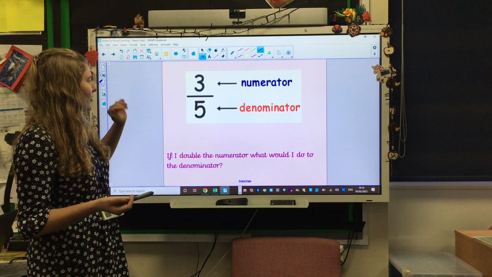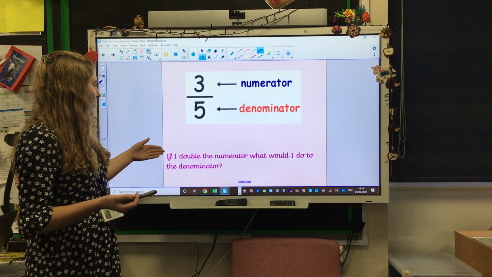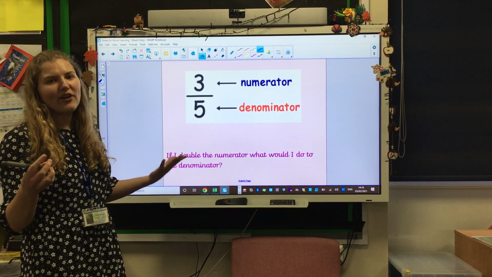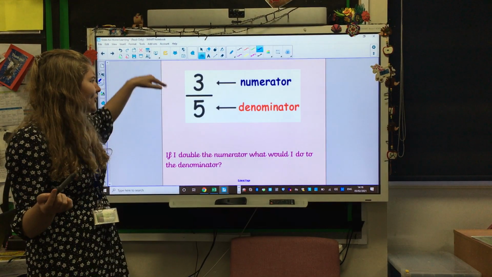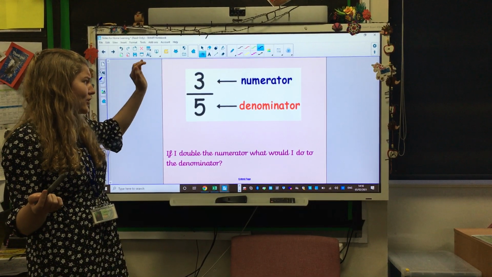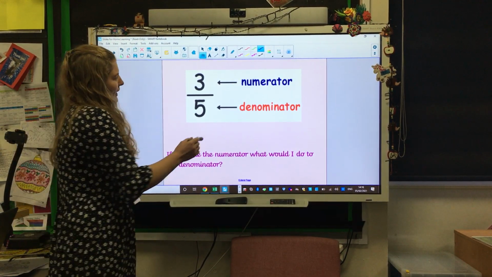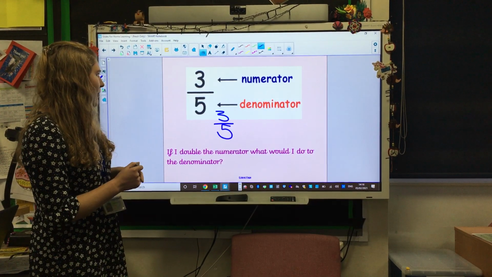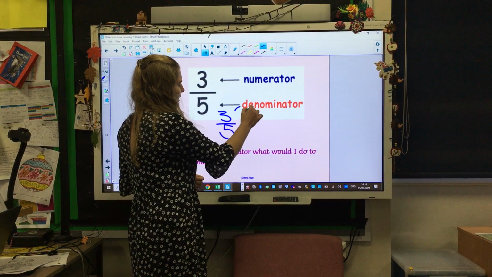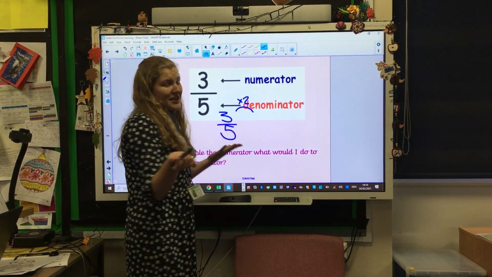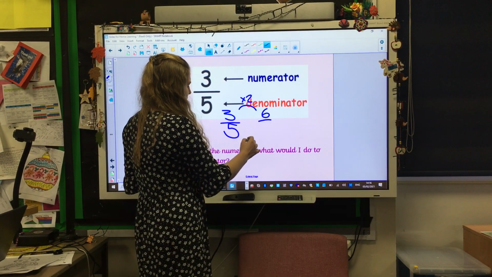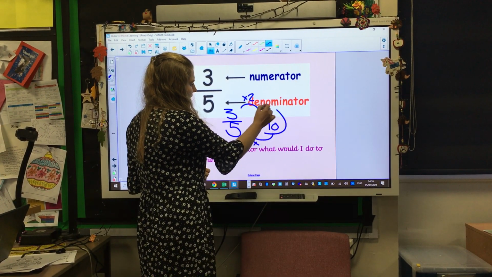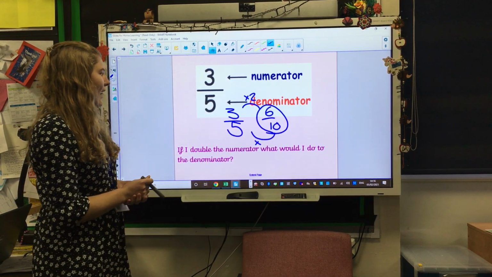So we've got the numerator on the top, denominator on the bottom. If I double the numerator, what would I have to do to the denominator? So when you're doing equivalent fractions, it doesn't matter what you do, you just have to do the same to the denominator as you do to the numerator. So let's say we had 3/5 and we wanted to find an equivalent fraction. So let's double the numerator, that's the top number. So let's times that by 2. 3 times 2 is 6. We would have to do the same to the bottom. So 5 times 2 is 10. So 6/10 would be the same as 3/5.